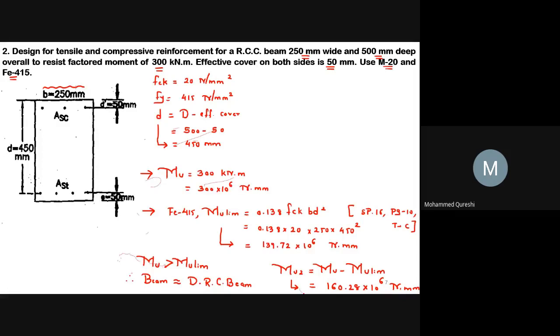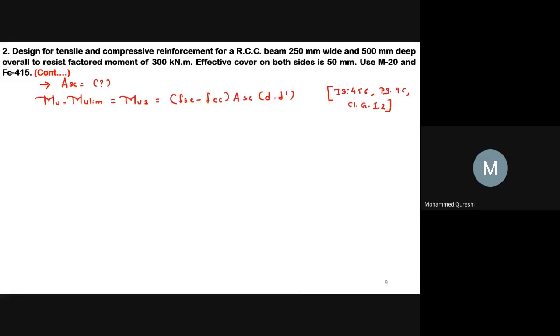As we obtained the value of Mu2 as 160.28 into 10 raised to 6 Newton millimeter, we will put these values, and we had obtained FSC as 342 and FCC as 8.92. Therefore, 160.28 into 10 raised to 6 equals 342 minus 8.92 into ASC, which is unknown and we have to find, and small d is given as 450 and d dash cover is given as 50 mm.